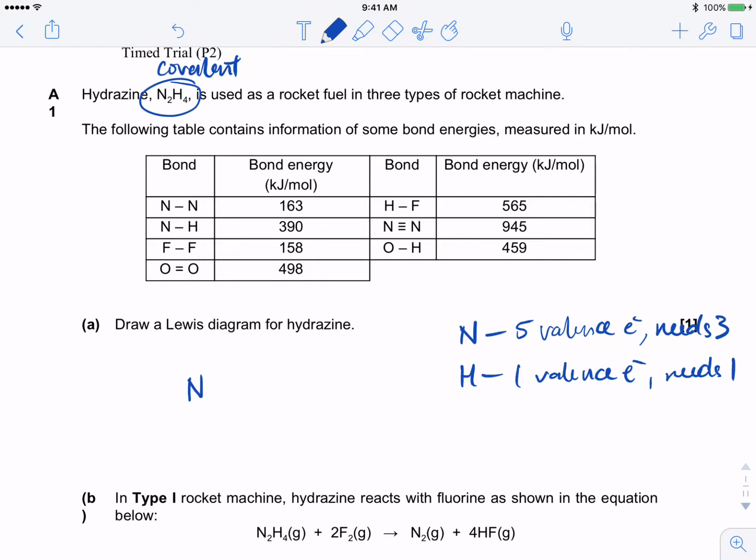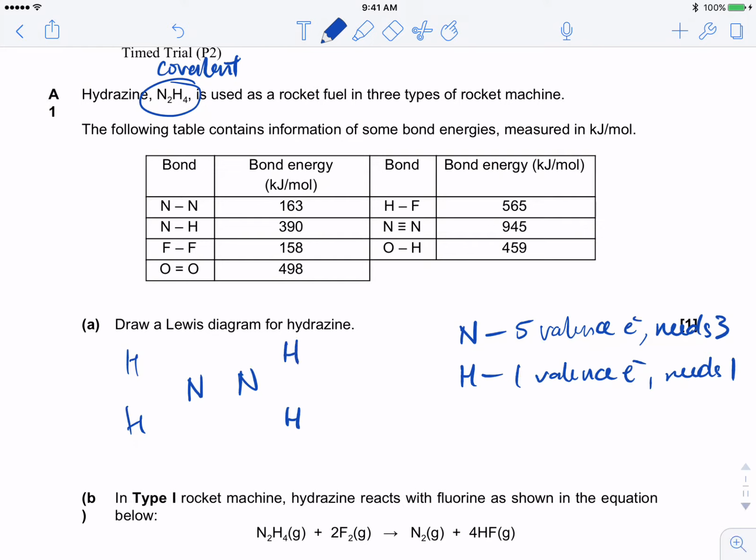Now there's 2 of them, so how can they join? It can be a single bond, a double bond, or a triple bond. But if it's a triple bond, then it's just nitrogen gas, it cannot bond to the other 4 hydrogens, right? So it's a bit like trial and error. Okay, so this will be the structural formula. In this way, each nitrogen will get to form 3 bonds, each hydrogen will get to form 1 bond, so everyone will be happy. Everyone will have the correct number of valence electrons.